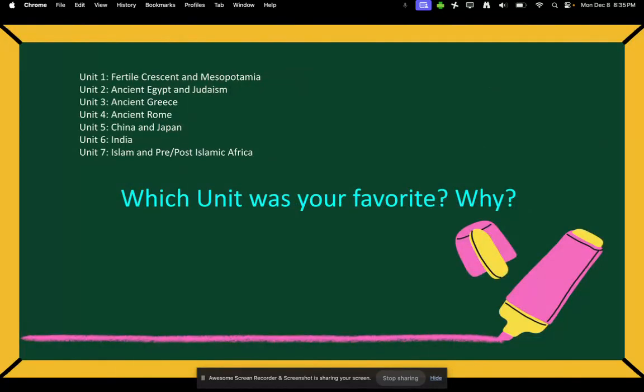But before we talk about that, let's kind of talk about a review of what we've learned about so far this year. So here is a list of the units we've gone through. So which unit was your favorite and why? And you don't have to tell me like a whole paragraph of why, just like a sentence or something like that works.